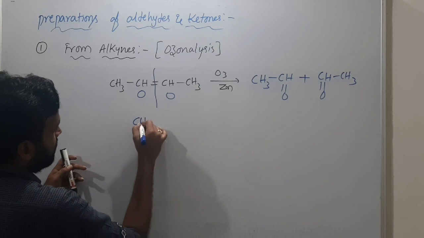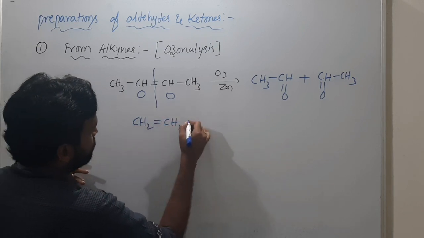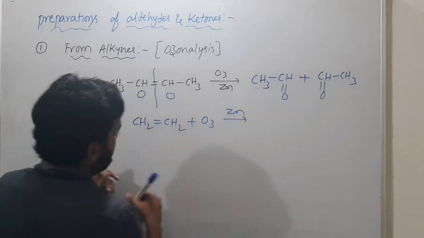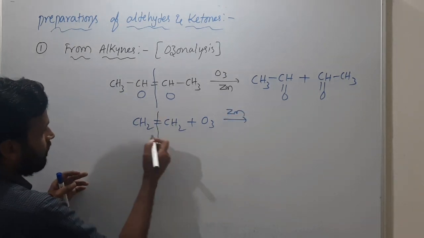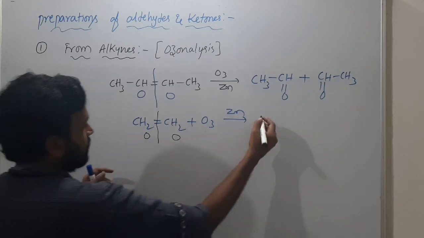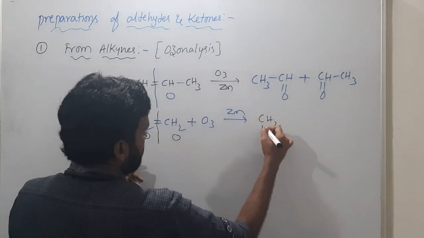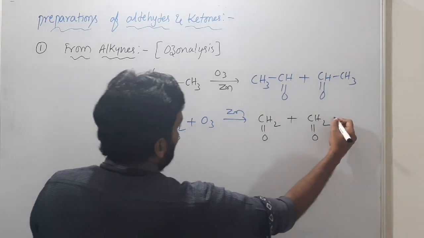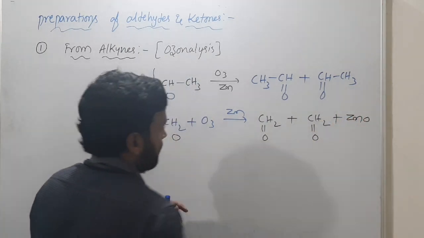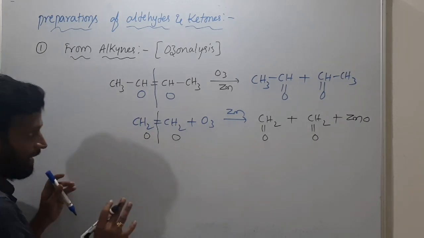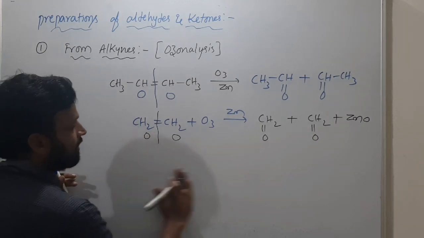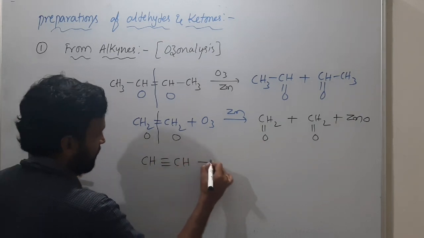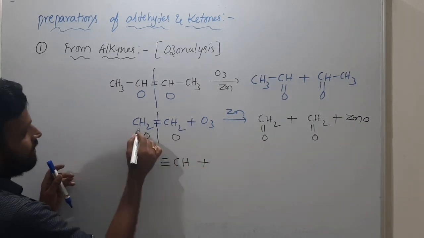In the same way, I was given CH2 double bond CH2 reacting with O3 in presence of zinc. So the double bond will break, one oxygen here, one oxygen here. So you are having CH2 double bond O plus CH2 double bond O, along with that ZnO you are having. Why am I comparing this? So that you can understand easily. Now CH triple bond CH, when I am taking, this is alkyne, acetylene.